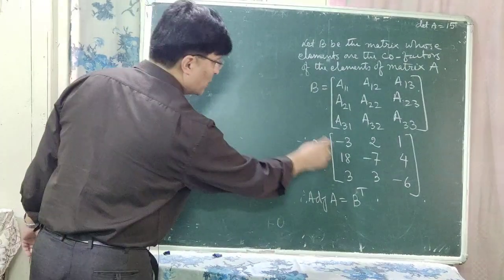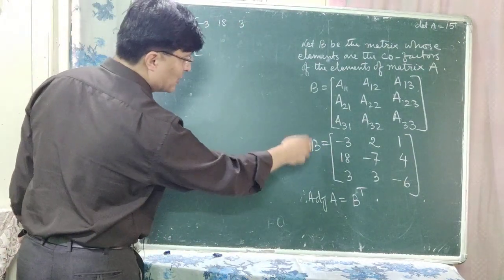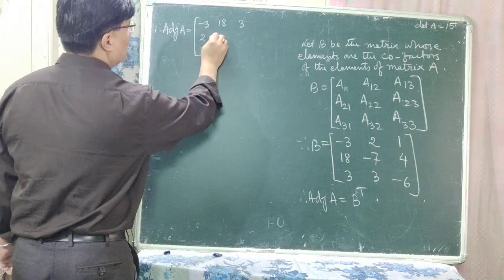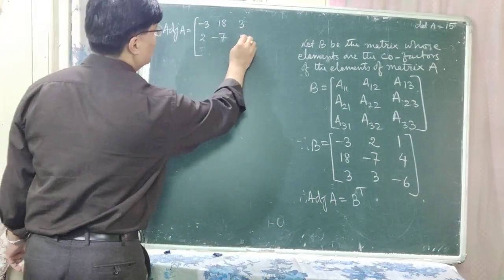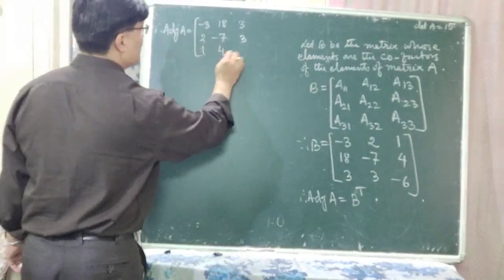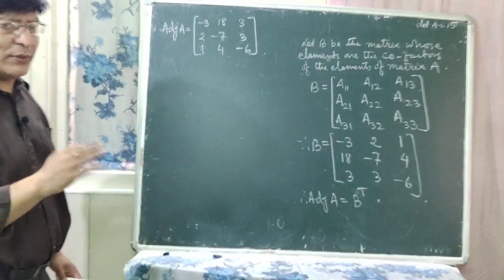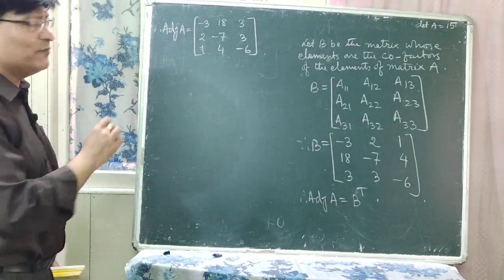So first column becomes the first row here, -3, 18, 3. Next, second column becomes the second row here, 2, -7, 3. And third column becomes the third row out here. That is 1, 4, -6. This is adjoint of A. Now you can easily get A inverse.